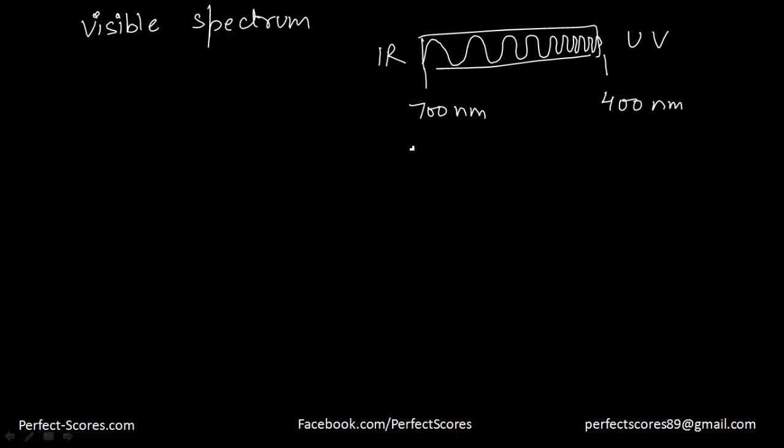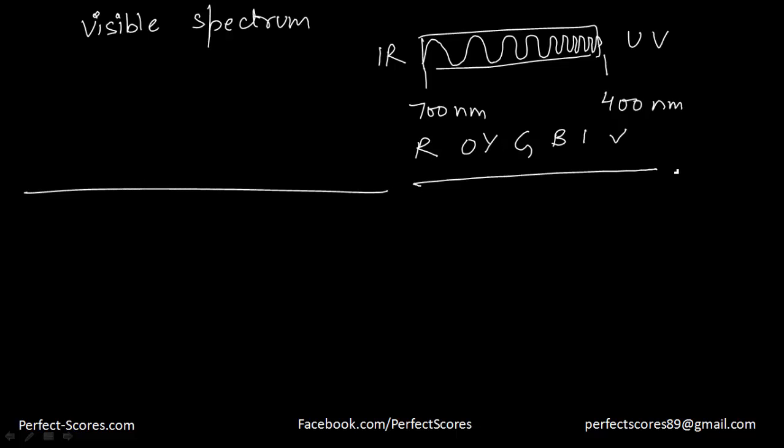Now sunlight is white light. It's made up of all the colors of the visible spectrum, and each color has a different wavelength of light, and the wavelength ranges from 400 to 700 nanometers. So the colors would be violet, indigo, blue, green, yellow, orange, and red.